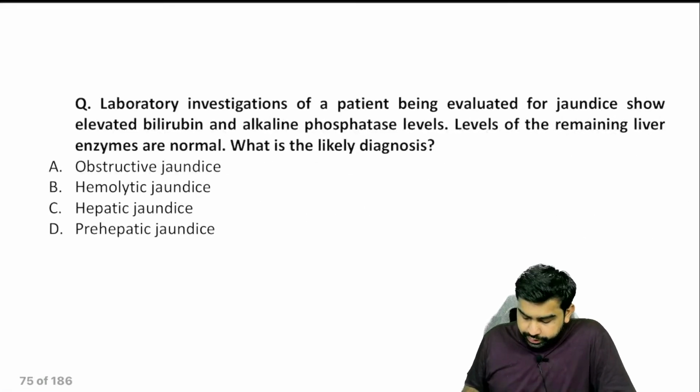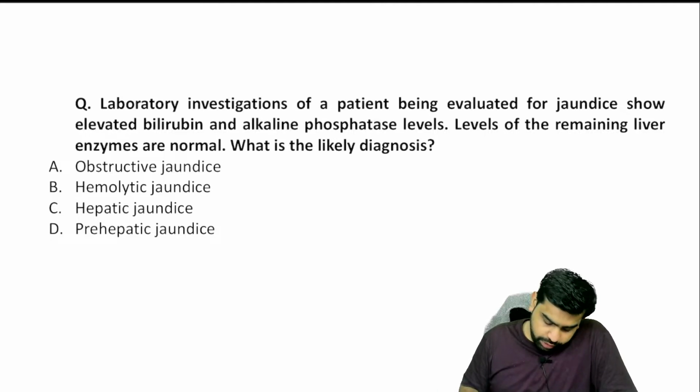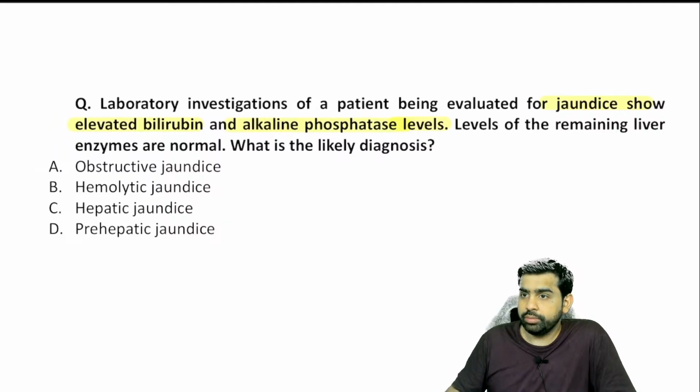Okay, now let's move on to the next question. The laboratory investigations were performed, and what you find is a patient who is having jaundice, elevated bilirubin and elevated alkaline phosphatase levels. The rest of the liver enzymes are normal.